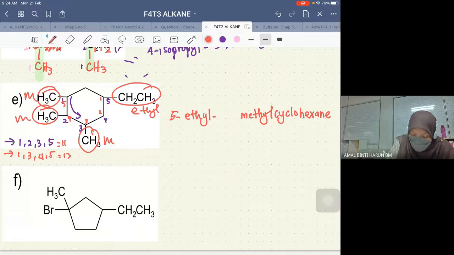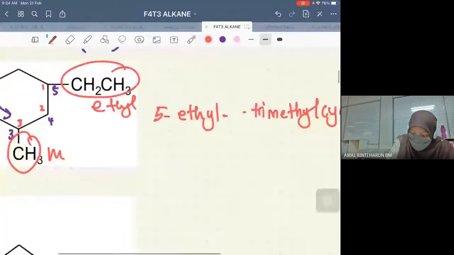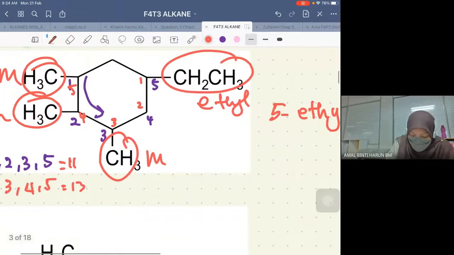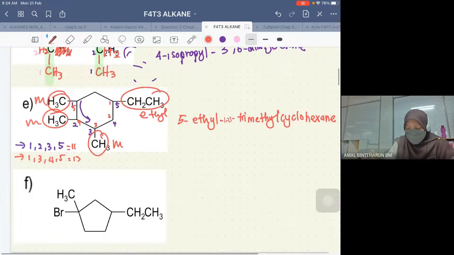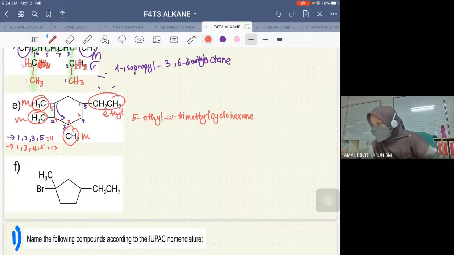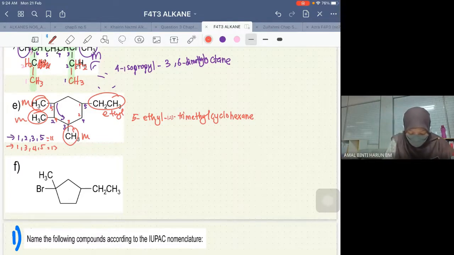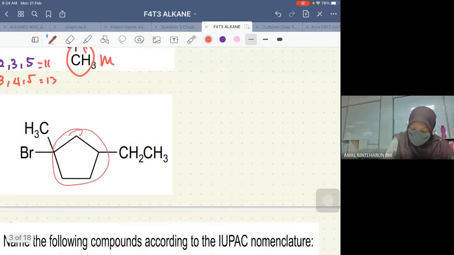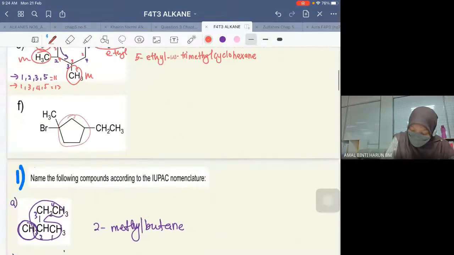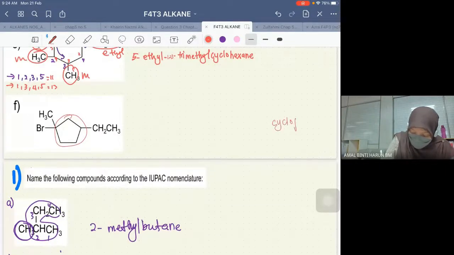And then how many ethyl is trimethyl? Trimethyl. Where is the location? Carbon number 1, 2, 3. So 5 ethyl, 1, 2, 3 trimethyl cyclohexane. Okay, and then cyclopentane. Okay, terus saya kata dia sebagai parent sebab dia carbon chain yang paling panjang. So dia adalah cyclopentane.